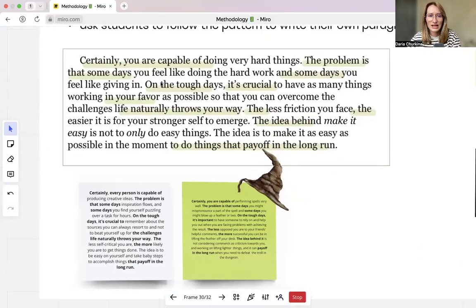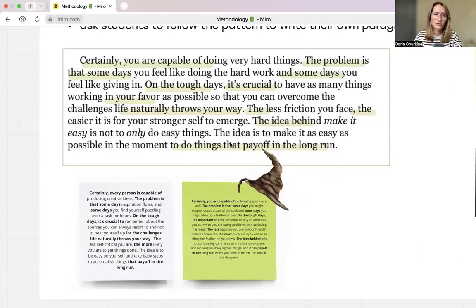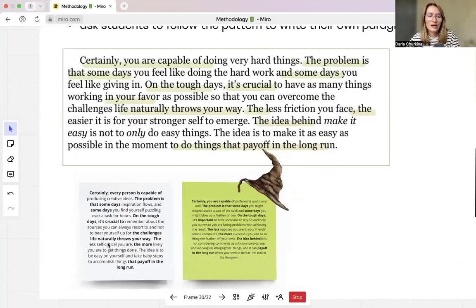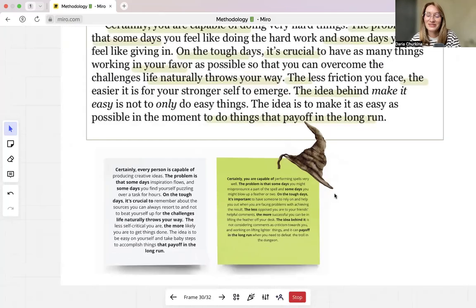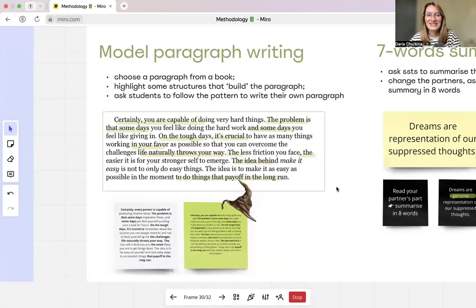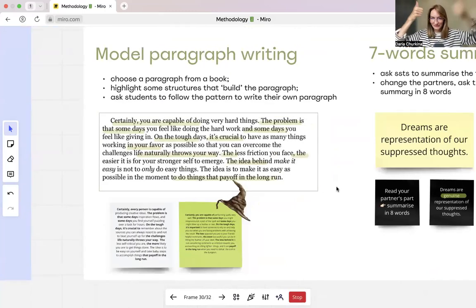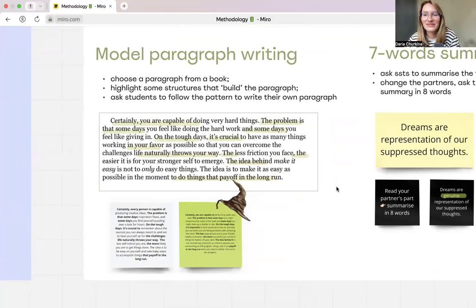So this original text was about challenges and powering through difficulties. And my student created a text about producing creative ideas, or about performing spells, Harry Potter style. Amazing. So model paragraph writing, 100% yes.